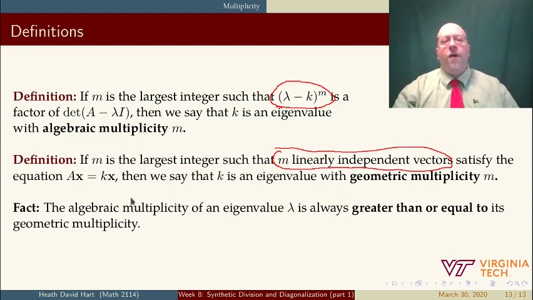As it turns out, and we won't prove this, but there's a fact, the algebraic multiplicity is always greater than or equal to the geometric multiplicity. They can be the same, but if one of them is larger, it will always be the algebraic multiplicity. We'll use these multiplicities to answer a question about eigenvalues in the next set of slides. Thanks.